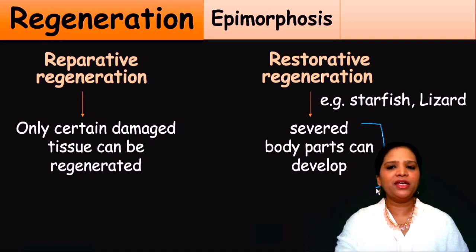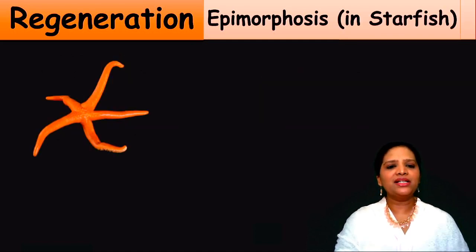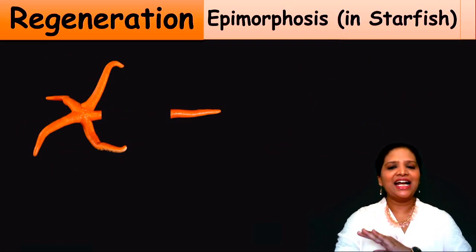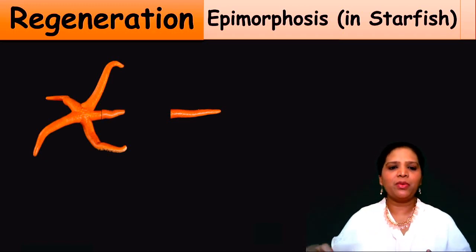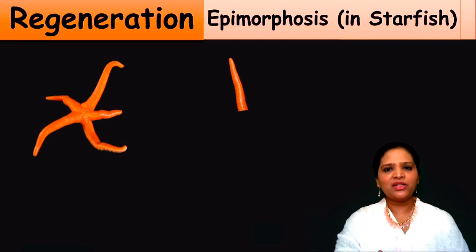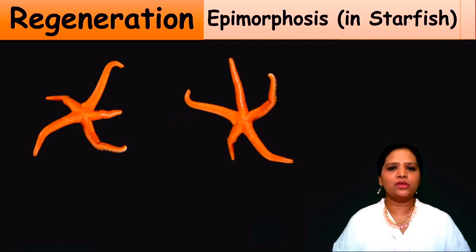That is called epimorphosis. Look at this starfish. If one arm of the starfish gets cut or detached accidentally, what will happen? After some period of time, the lost part will develop. So this method is called epimorphosis in the starfish. In some starfish, not only that, the lost part will have the ability to produce the whole organism also. This also occurs in the starfish.